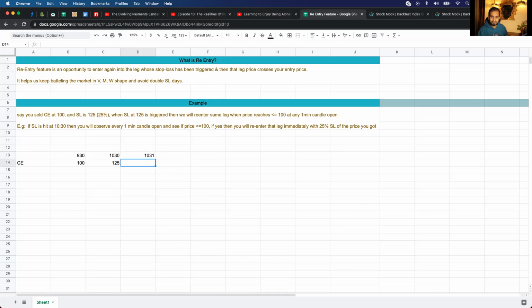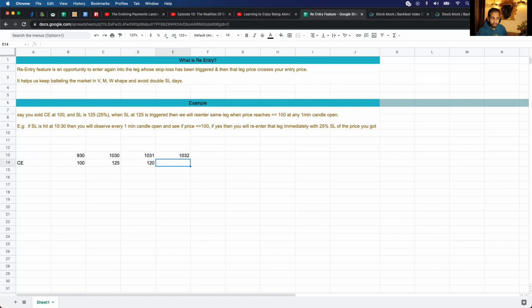you will start observing the price. So at 10:31, exactly the opening price, you will see what was the price. Let's say the price is 120. Obviously you will not re-enter, because this price is not less than or equal to 100. Your entry price was 100, so you are just waiting for when it will cross 100 rupees. So at 10:31, it was 120, you will not enter.